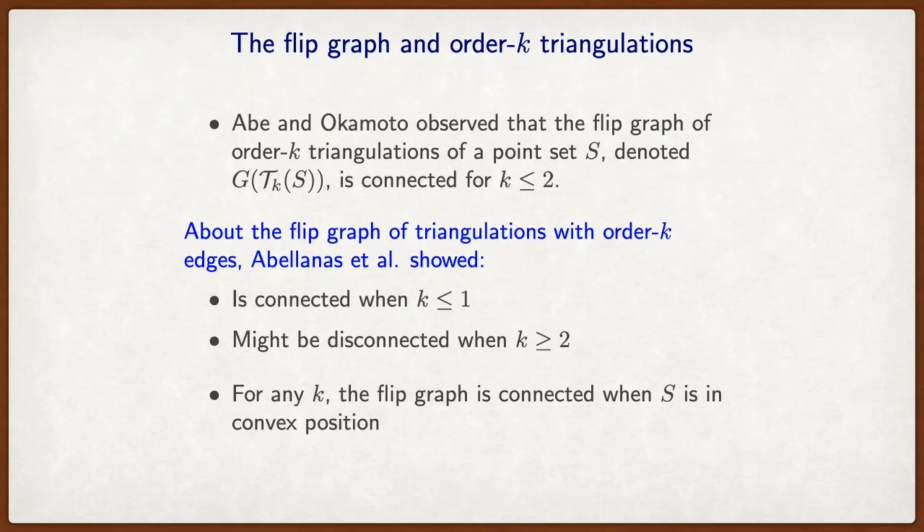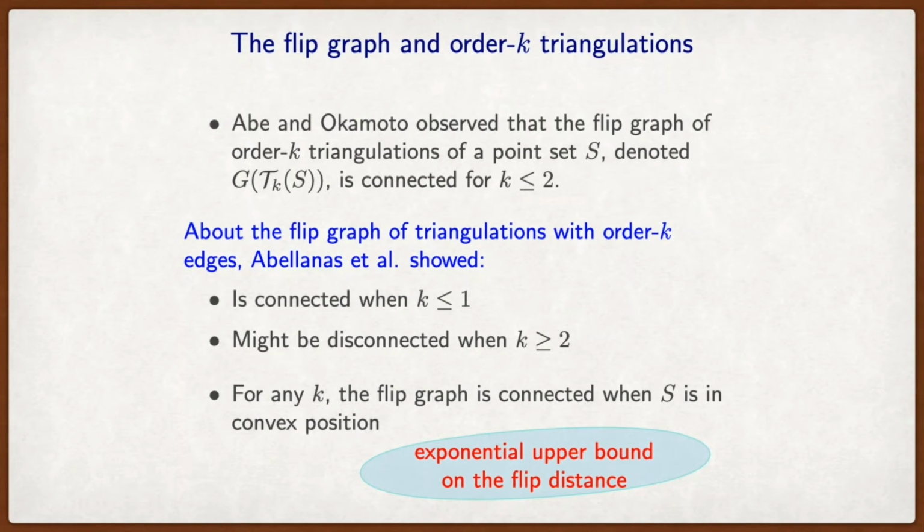Now, since we are interested in the flip graph of order K triangulations, in the particular case when the point set is in convex position, we know that if the flip graph of order K triangulations is disconnected, we can go from one connected component into the other within the flip graph of triangulations defined by order K edges. However, the result given by Avellanas and others implies an exponential upper bound on the flip distance within the flip graph of triangulations defined by order K edges.